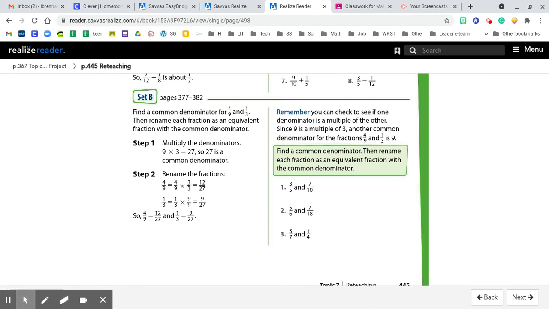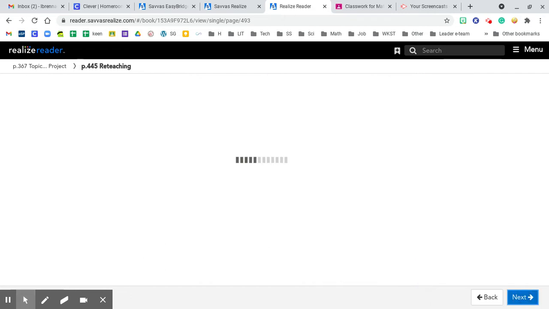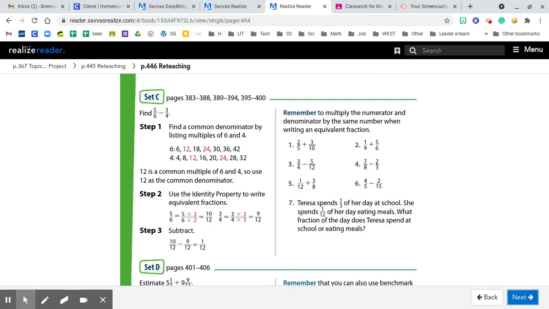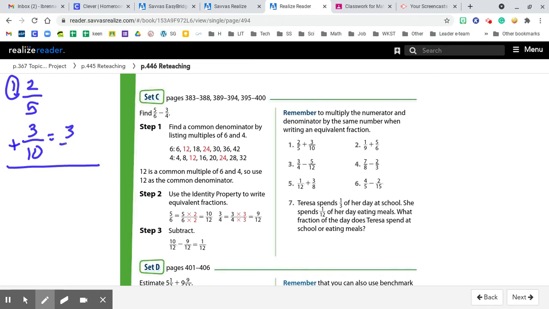Now we're moving on to set C. You can find it here. There we go. For set C, we're going to multiply the numerator and the denominator by the same number when writing an equivalent fraction. So we're actually going to be doing some math here, adding things up or subtracting, and we're going to need to sometimes rename our fractions. So again, they're different, but 5 goes into 10. So I can leave that one alone. I only have to change 2/5.